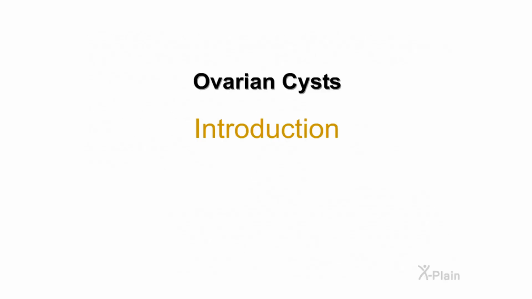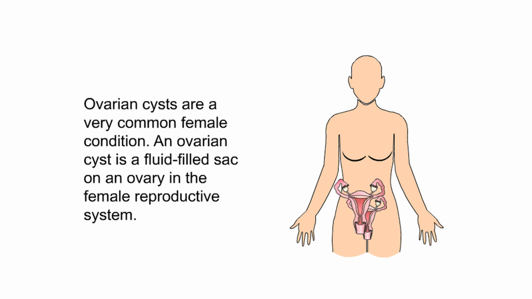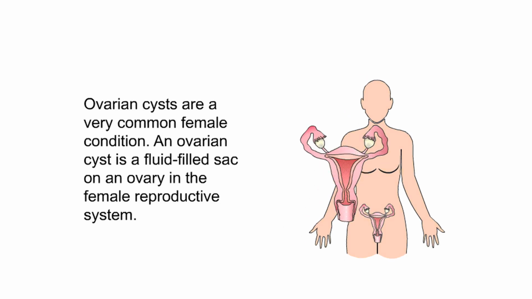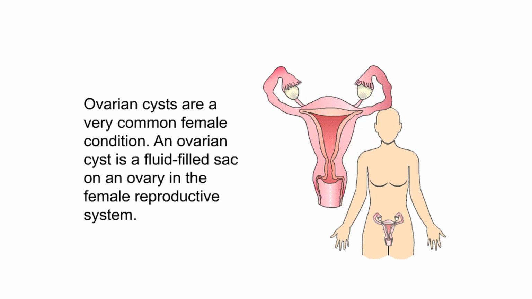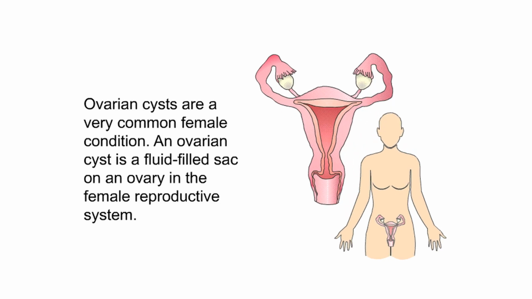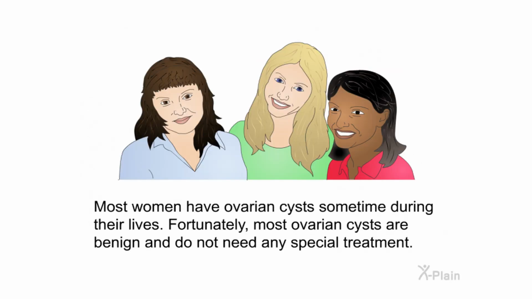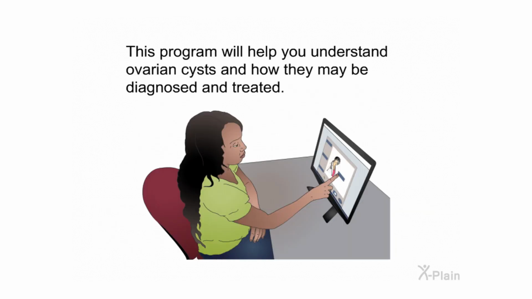Ovarian cysts. Introduction. Ovarian cysts are a very common female condition. An ovarian cyst is a fluid-filled sac on an ovary in the female reproductive system. Most women have ovarian cysts sometime during their lives. Fortunately, most ovarian cysts are benign and do not need any special treatment. This program will help you understand ovarian cysts and how they may be diagnosed and treated.